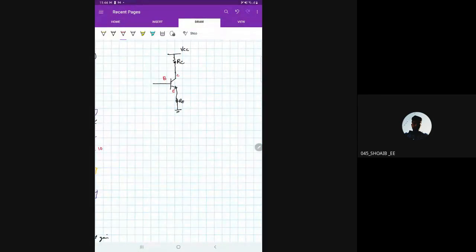Bilal, roll number 11. Is this the gate? Roll number 11. Yes, sir. Is it the gate? No, sir. Base. Okay, it is base. Very good.